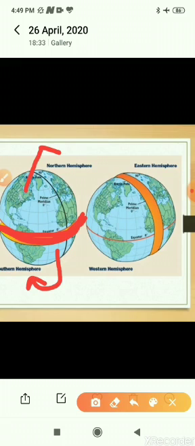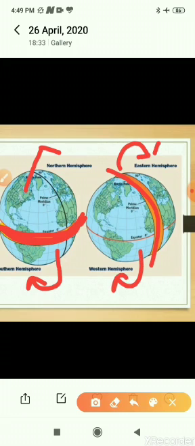This is the horizontal line, the imaginary line. Again, the imaginary line that divides the earth into two equal halves, that is the vertical line. This line is known as the prime meridian. This divides the earth into the eastern hemisphere and the western hemisphere.